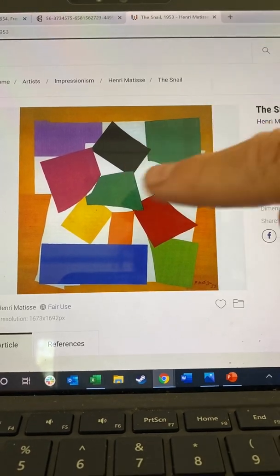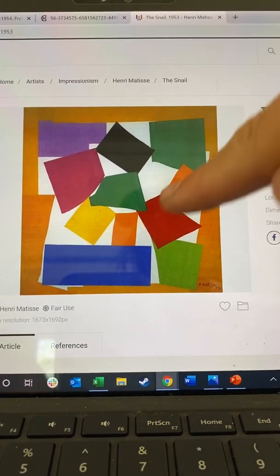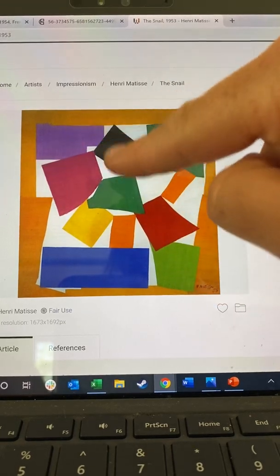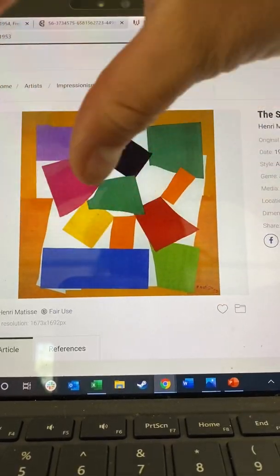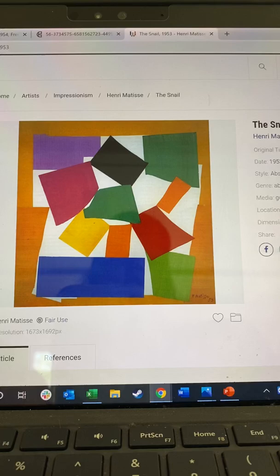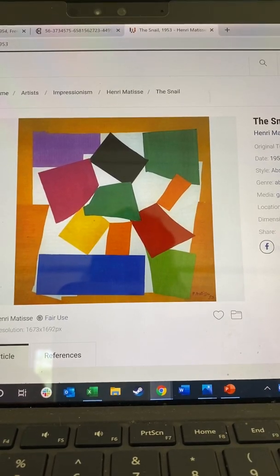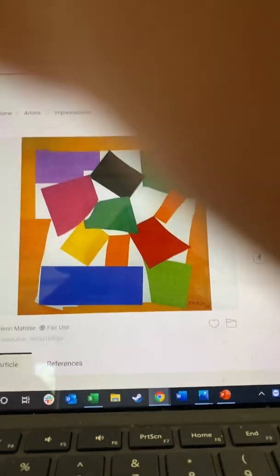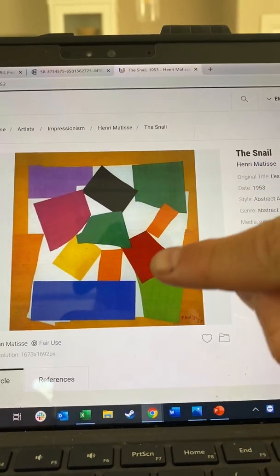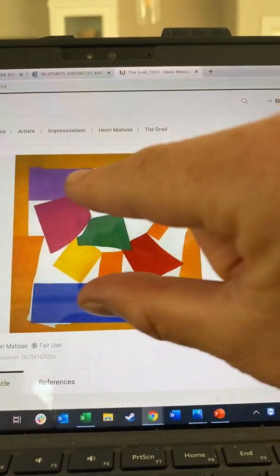When I look at it, I see the snail's head here, and it looks like the curve around, the way he's placed the shapes around, looks like the snail's, ooh, that's a tongue twister, snail's shell. So here is a picture called The Snail, and there's the snail walking along.